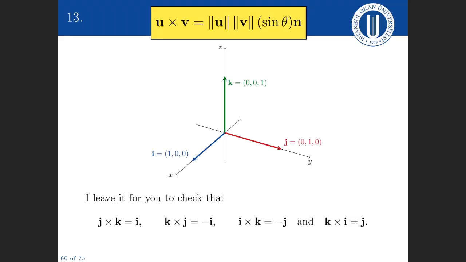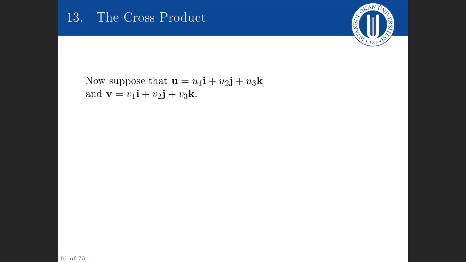There's another thing to think about, and I'm going to leave this to you. Imagine holding your hand up to this picture, turn it around in whichever way you need to hold it. Please check that j cross k is i, k cross j is minus i, i cross k is minus j, and k cross i is equal to j. Now that we've done that, we can calculate u cross v.